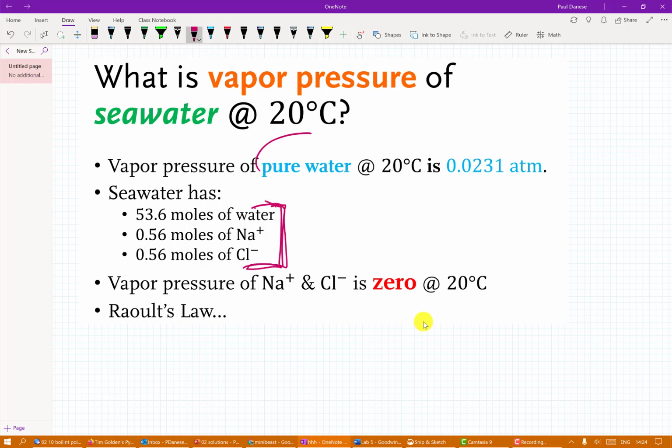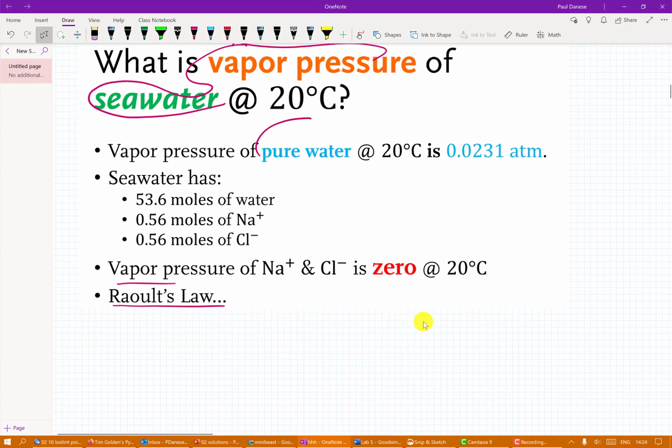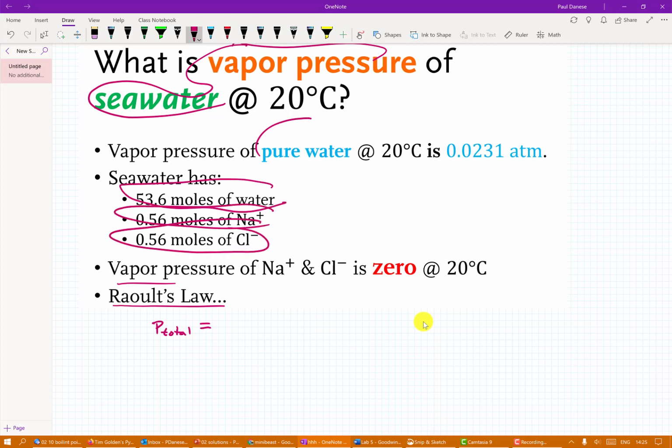And the last bit of information we need to know is that the vapor pressure of sodium and chloride ions is nada at that temperature. In other words, they don't fly up into the air at that temperature. And what we're going to do to figure out the vapor pressure of seawater is we're going to break out Raoult's law. And just in case you don't remember what Raoult's law is, it says the total pressure of a mixture is equal to basically the fraction of all of the pieces multiplied against whatever their vapor pressure is.